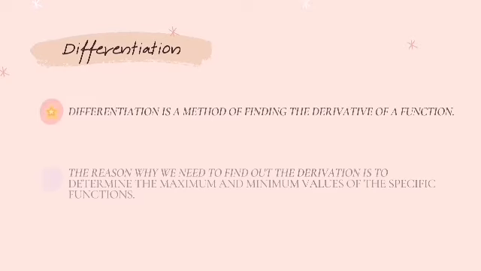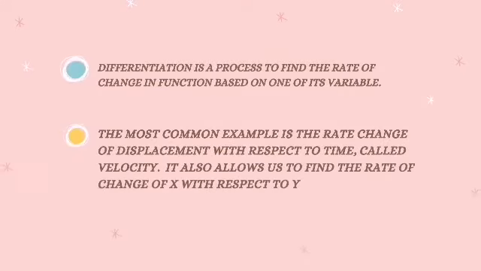Basically, differentiation is a method of finding the derivative of a function. The reason why we need to find the derivative is to determine the maximum and minimum values of the specific functions. Differentiation is a process to find the rate of change in function based on one of its variables. The most common example is the rate change of displacement with respect to time, called velocity. It also allows us to find the rate of change of x with respect to y.